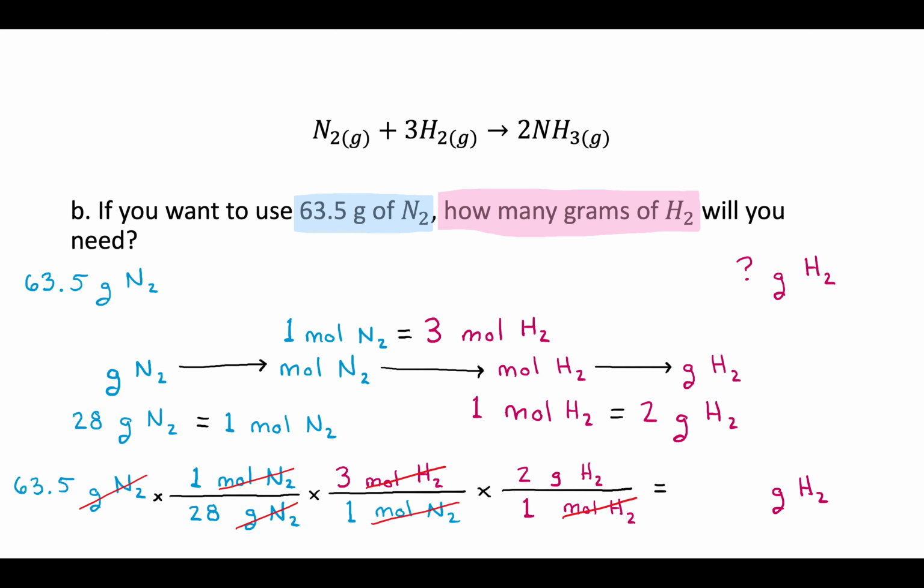We're left with grams of H2, and the way you'd plug this in your calculator is you take 63.5 times 1, enter, divided by 28, enter, times 3, enter, divided by 1, enter, times 2, enter, divided by 1, enter, and you should get something like 13.6 grams of H2. So that's how many grams of H2 you'd need if you wanted to use all of your 63.5 grams of N2 to make fertilizer so that people could eat.